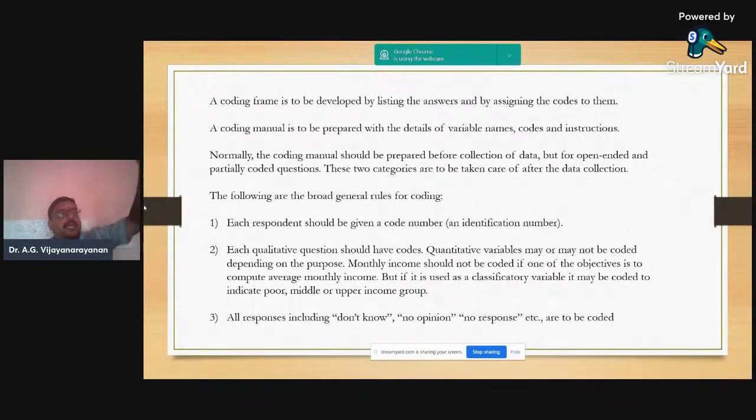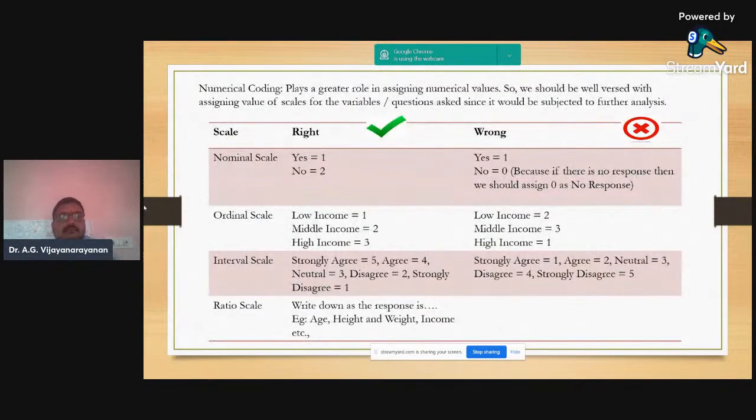A coding frame for your entire questionnaire must be prepared. Each respondent should be given a code number. Quantitative variables must be coded. You can see here, nominal scale: yes is 1, no is 2. That is the right way of doing it. No is not 0, because 0 means no response. Then look at the ordinal scale: low income 1, middle income 2, high income 3. There is an order. Look at the interval scale, as I said earlier. And in ratio scale, it must be open.